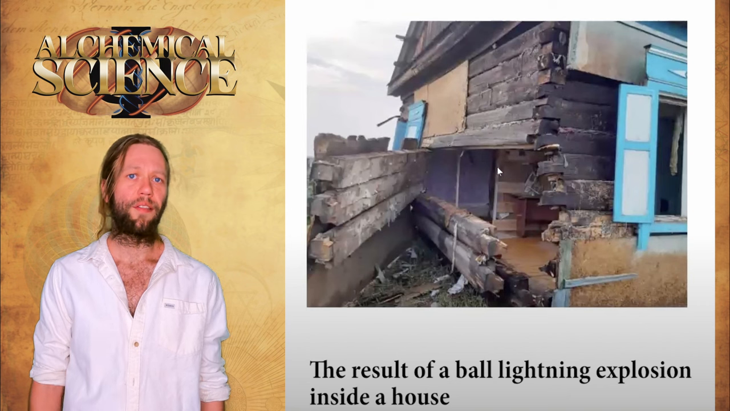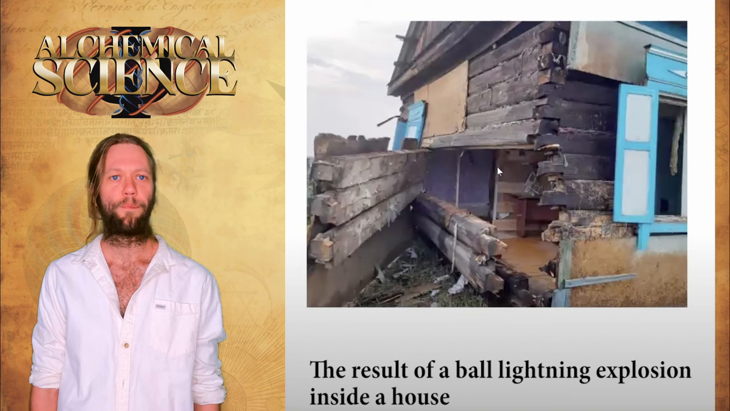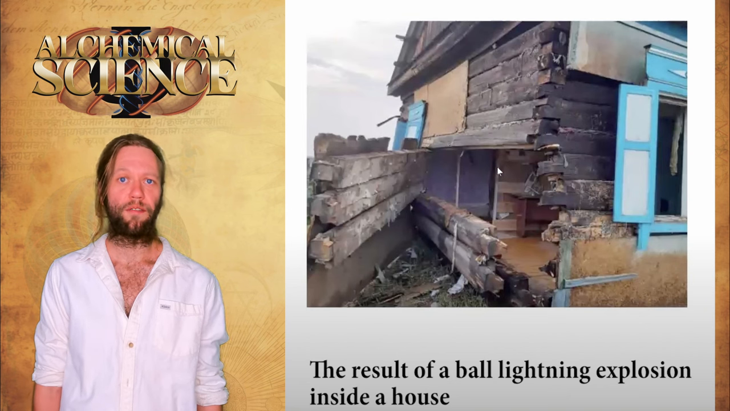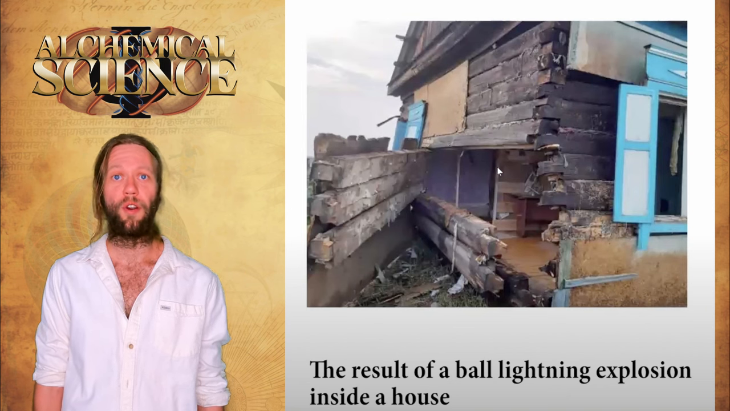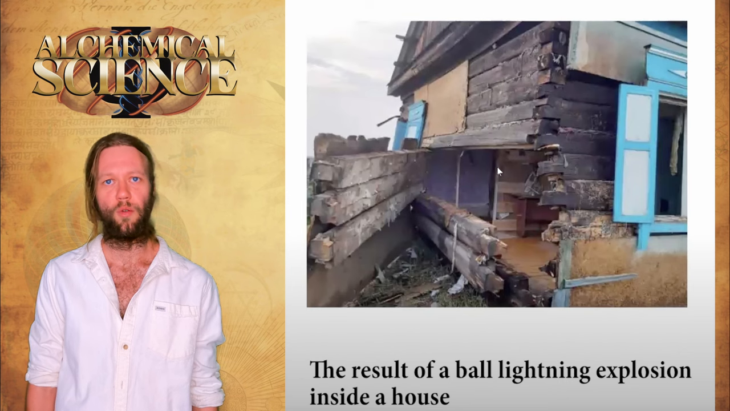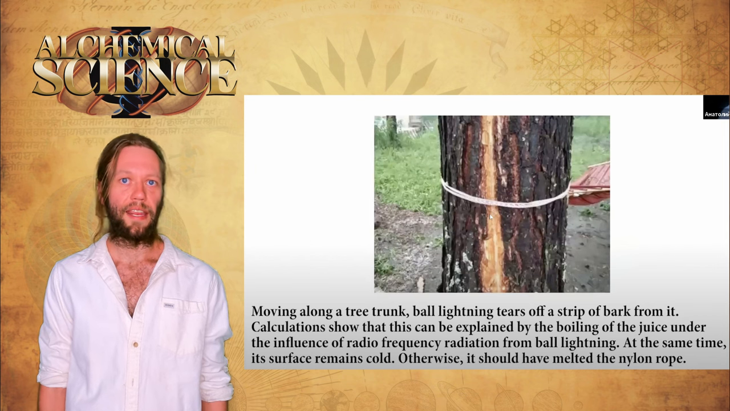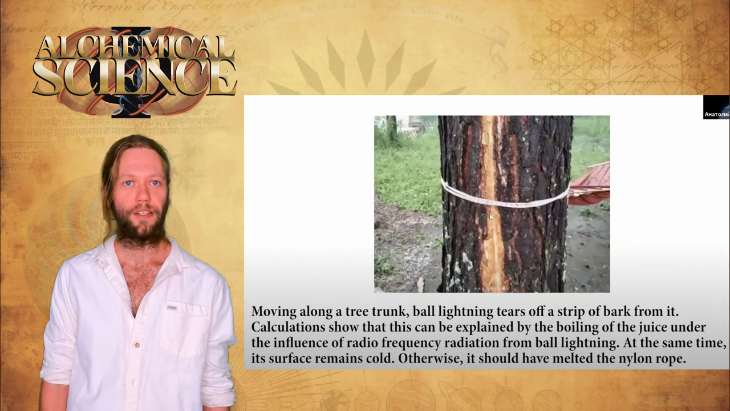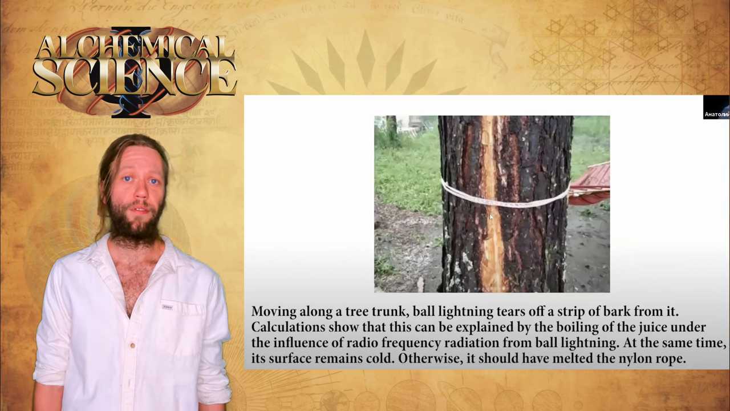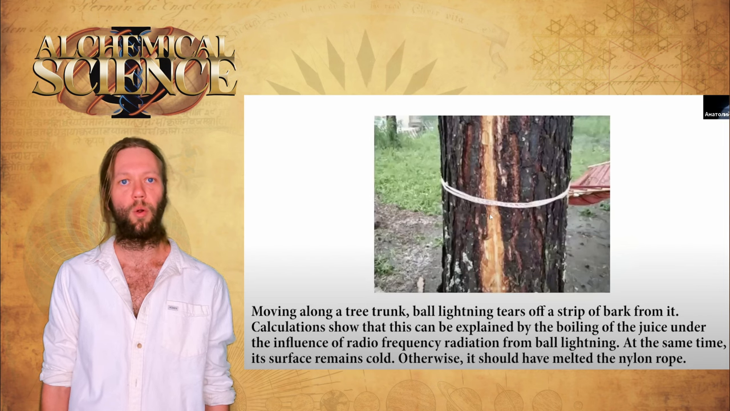So Anatoly points out that, again, the wall's not destroyed, it's just smoothly shifted in that way. He says that a possible reason for the destruction of the houses is the repulsion of a charge of ball lightning deposited on the walls of the rooms, and his calculations confirm this idea for him. So next we have a photo of a tree trunk where ball lightning has torn a strip of bark from it, as shown here. And calculations show that this can be explained by the boiling of the juice, the sap, I guess, under the influence of the RF radiation from the ball lightning.